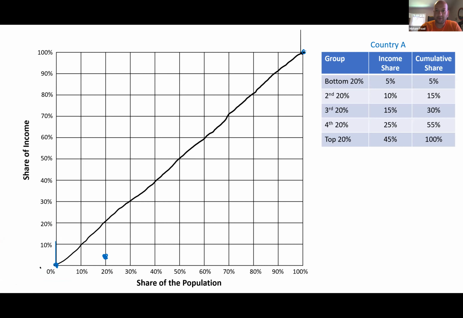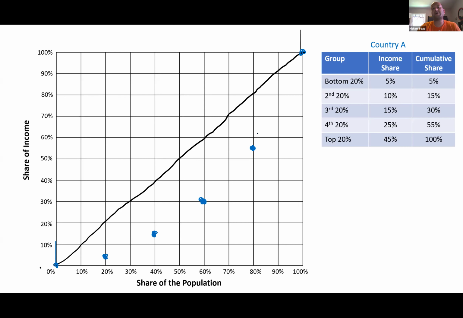Remember, always want to have the point 0, 0, and 100, 100 on your Lorenz curve. The next 20% hold 10% of income, which means that the bottom 40% of the population hold a total of 15% of income. Next, the bottom 60% hold 30% of income. Again, I'm doing the cumulative shares, not the individual income shares. Finally, the bottom 80% hold 55% of income. So at 80%, you find 55 right here.